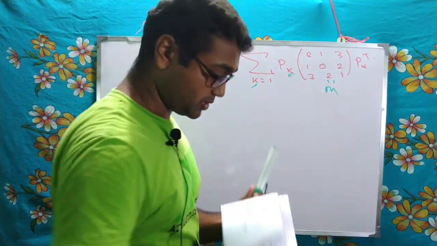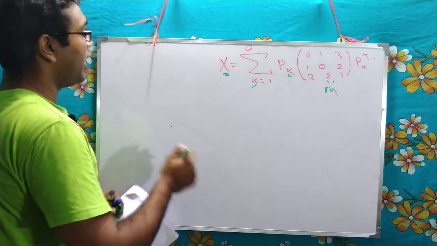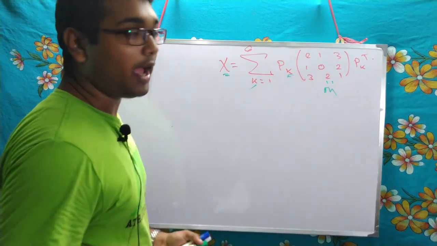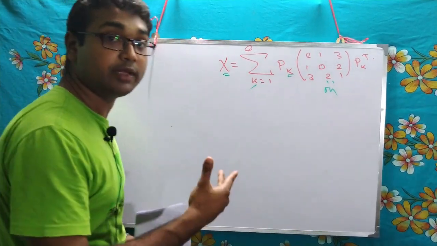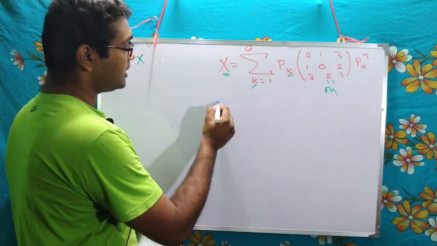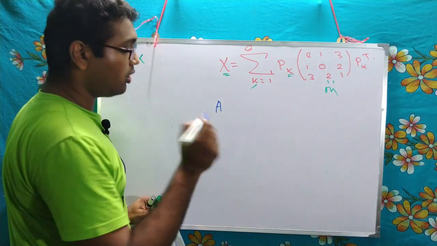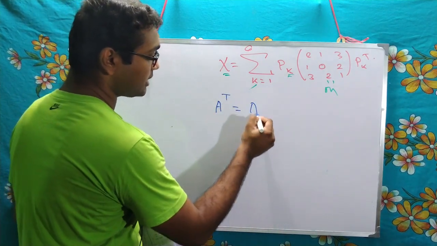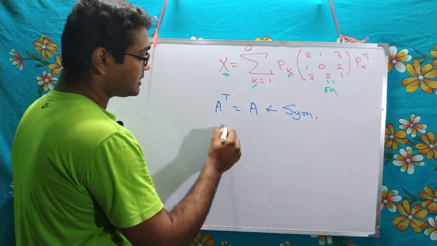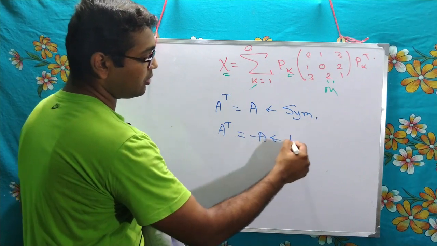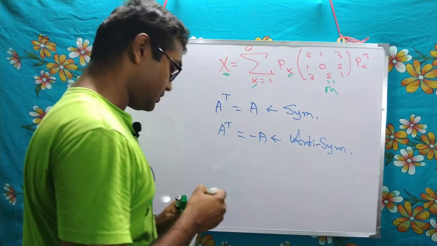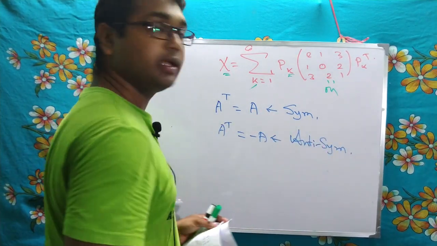So before checking this option, see the second option saying we have to check whether X is symmetric or not. Now, as I said before, I shall explain the theories while solving the problem. For those who don't know what a symmetric matrix actually is: a matrix A will be called symmetric if A transpose is equal to A. And if A transpose is equal to minus A, it will be called anti-symmetric or skew-symmetric, whatever you want to pronounce. So this is true.